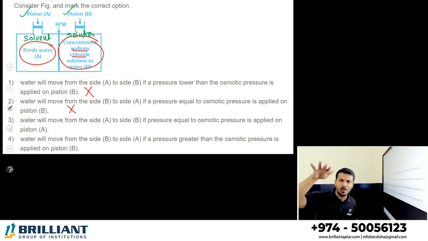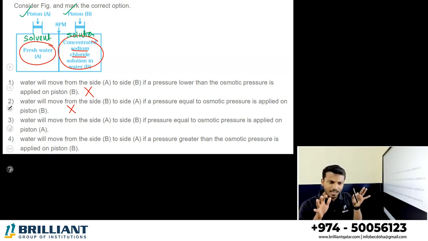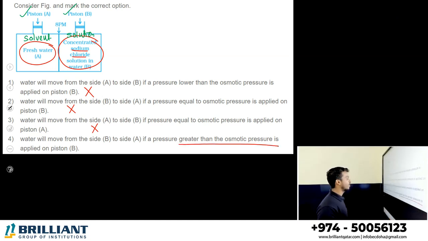The pressure applied on the solution side in order to prevent the osmosis. If you are applying a pressure equal to osmotic pressure, no osmosis takes place. Water will move from side B to A if a pressure greater than the osmotic pressure is applied on B. If you apply more pressure than osmotic pressure on the piston side B, then the solvent starts to move from B to A. That is correct. Yes, 4 is the correct answer.